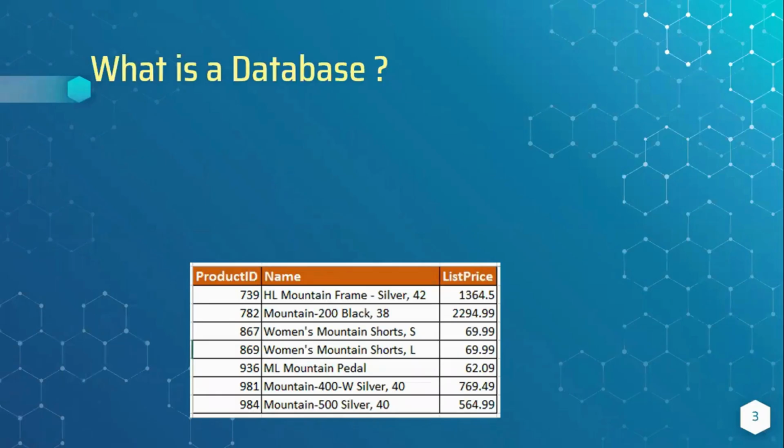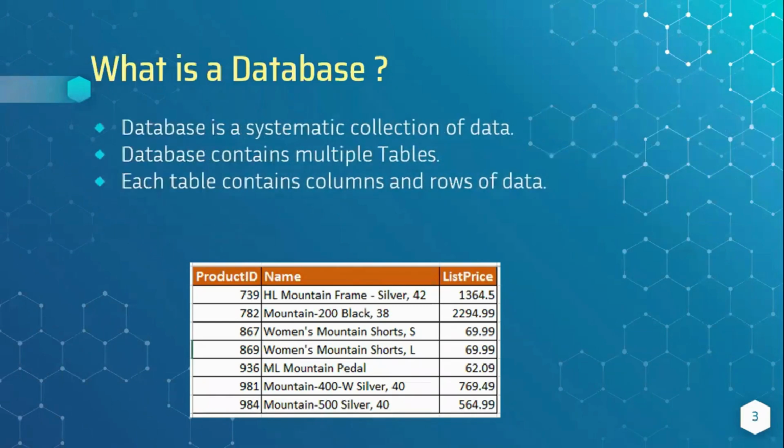So before going to SQL, let us understand what is a database. Database is a systematic collection of data. Database contains multiple tables. Each table contains columns and rows of data. Here I have given an example of product table. In this product table, we have three columns: product ID, name, and list price. And each horizontal line is a row. We have 7 rows in this table.